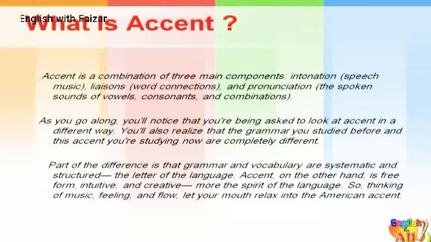Part of the difference is that grammar and vocabulary are systematic and structured, the letter of the language. Accent, on the other hand, is free-form, intuitive, and creative, more the spirit of the language. So, thinking of music, feeling, and flow, let your mouth relax into the American accent.